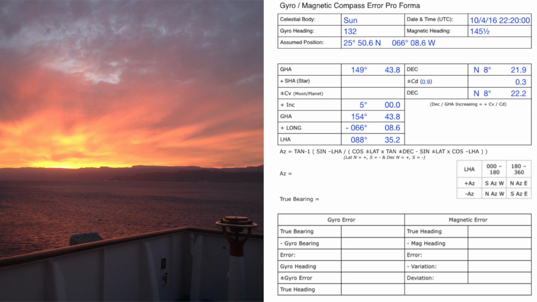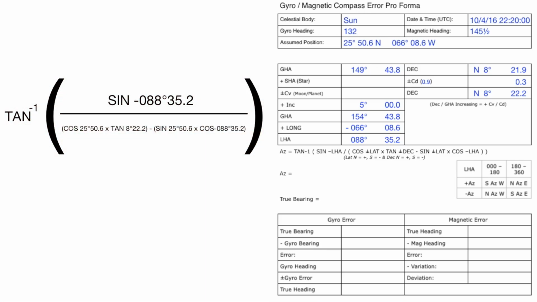We can now use the LHA, declination and latitude, to calculate the azimuth, or the true bearing of the sun. There are different methods of doing this, such as the ABC method or using Norrie's tables. However, I find the formula included on the pro forma the easiest, as you can simply enter the entire thing in one go into a scientific calculator. You'll notice that for this formula, if the latitude is north, we treat it as a positive value, and if it was south, we treat it as a negative value.